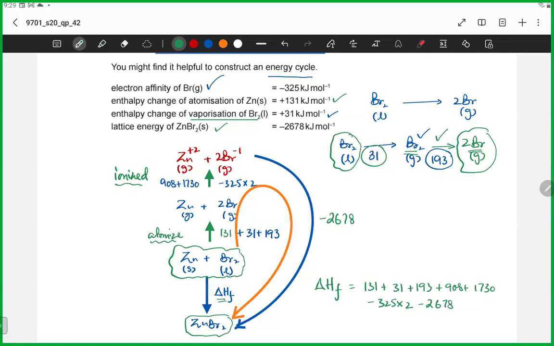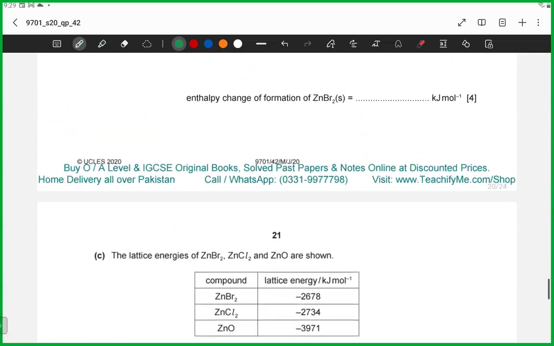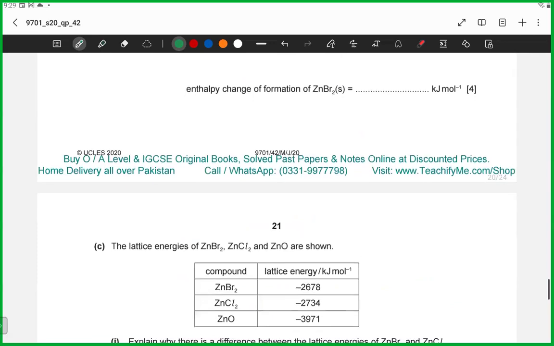So you calculate, what do you get for this? Minus 335. Okay, so it's minus 33. It can't be 3 numbers. It's got to be a bigger value. Is it minus? That's it? Yeah, fine. So we're not calculating lattice energy. We're calculating delta HF. So we're done. That's the enthalpy change of formation of bromine.